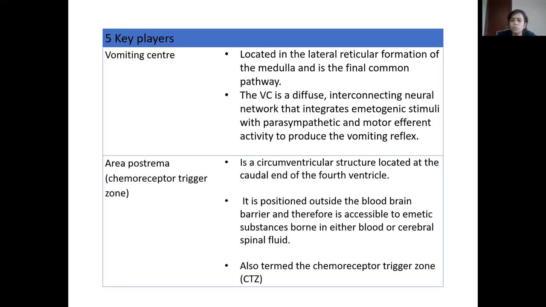CTZ, most of us will be familiar with, because it's where the drugs and whatever you give in the blood will go and act. It is situated in the 4th ventricle. Very importantly, it is positioned outside the blood-brain barrier. So it is accessible to emetic substances in your blood and cerebrospinal fluid. The drugs that you give and the toxins in your blood are going to reach the CTZ. That is one important point to remember. It is the chemoreceptor trigger zone.